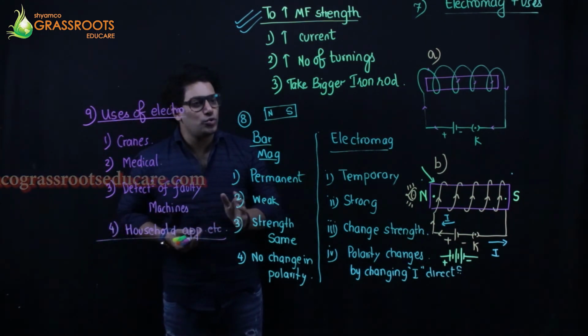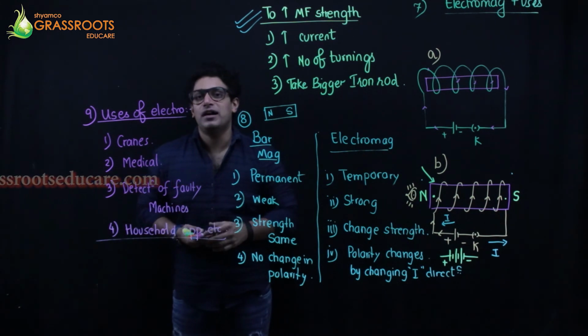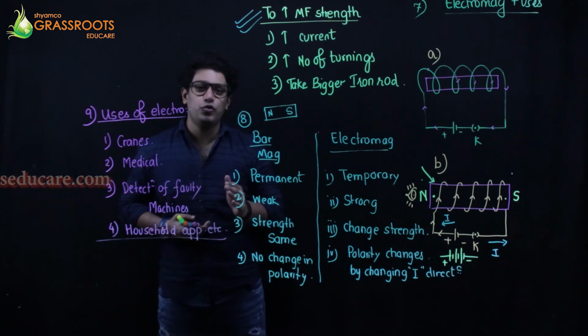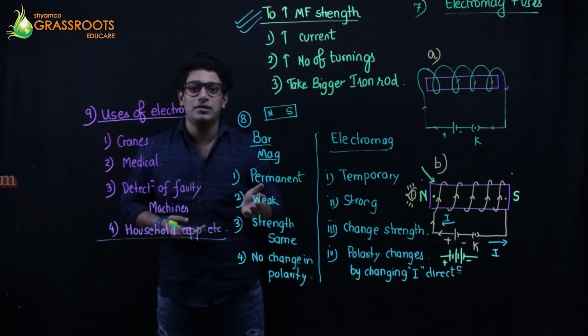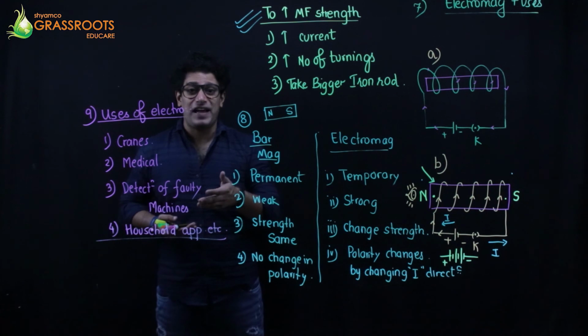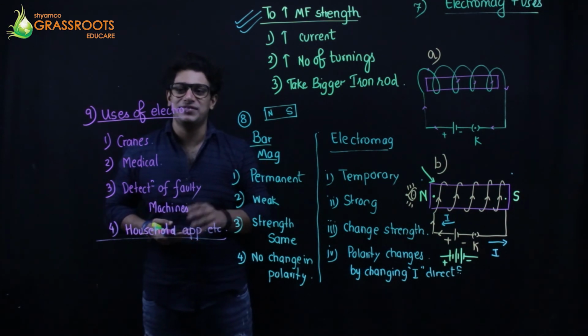So guys, just go through this, and we are going to go with the next part, which is Lorentz force, Fleming's right hand and left hand rule, DC motor, Faraday's laws. We are going to go with those answers. Just go through this.